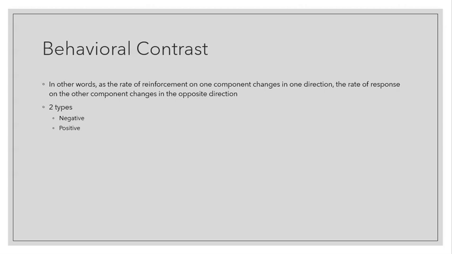In this video, we're going to finish up Chapter 8 and continue talking about stimulus control. Specifically, we're going to talk about behavioral contrasts. So in other words, behavioral contrast is when the rate of reinforcement on one component changes in one direction, and the rate of response for the other component changes in the opposite direction. So, as one goes up, the other goes down, and vice versa.